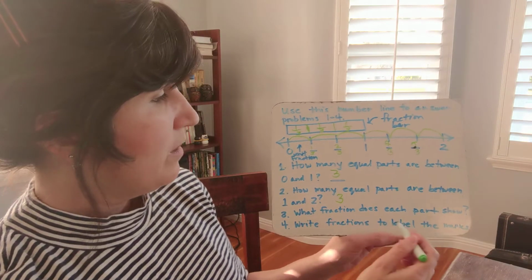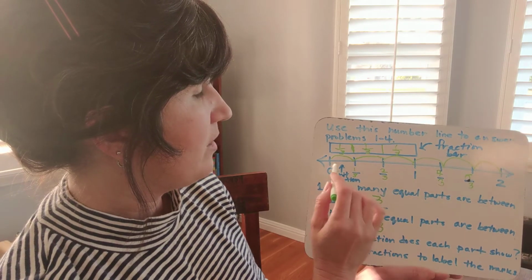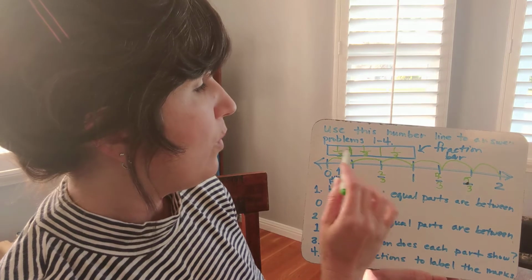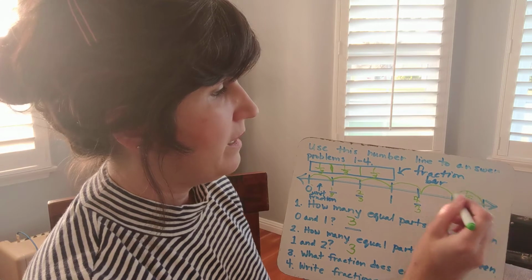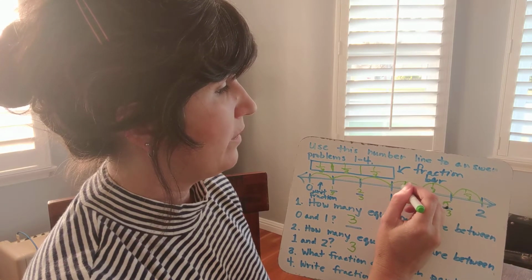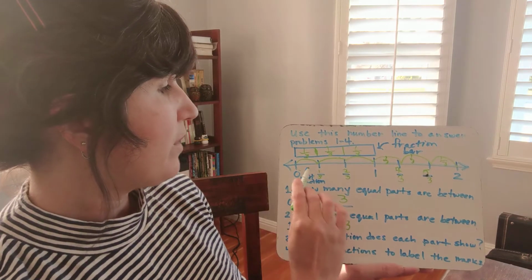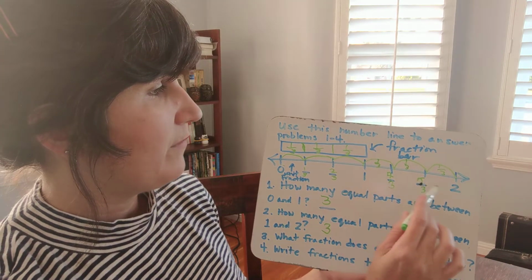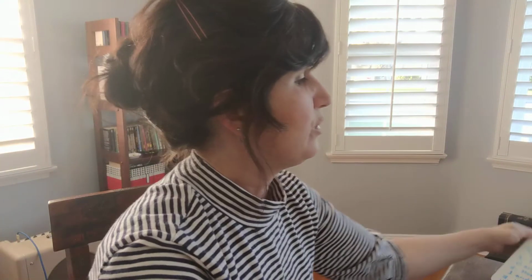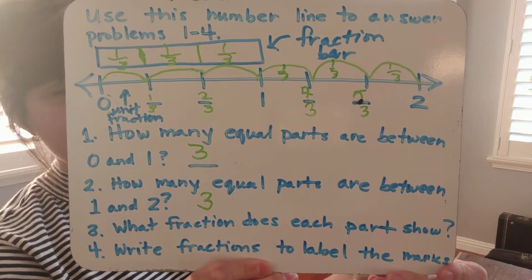So there are 3. What fraction does each part show? So we know since there are 3 sections between 0 and 1 is the whole, that each of these sections is showing 1/3. So I could label, if I wanted to, each of these sections 1/3 and so on. Each of these would be 1/3. All right, so it says write and label the marks, and we already did that. 1/3, 2/3, 3/3, or 1, 4/3, 5/3, 6/3, or 2. We're going to continue. Oh, I should have showed you that a little bit closer, just in case you couldn't see.